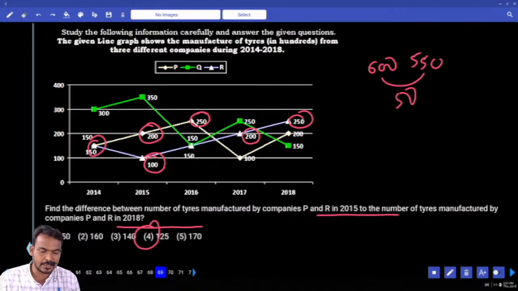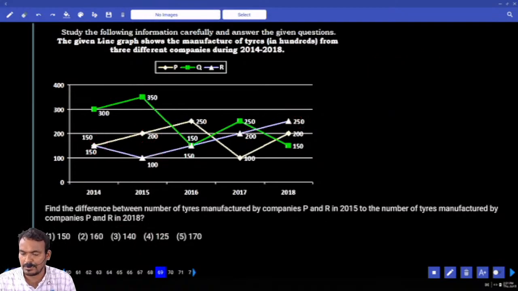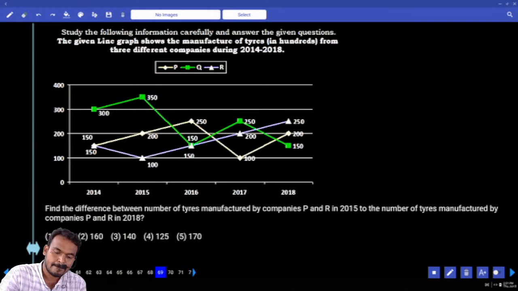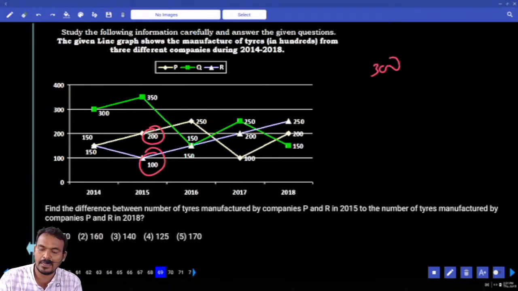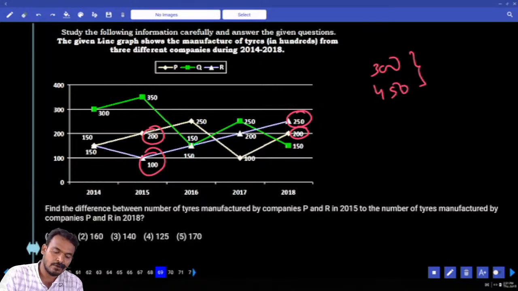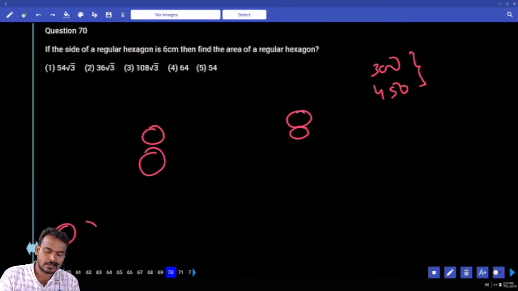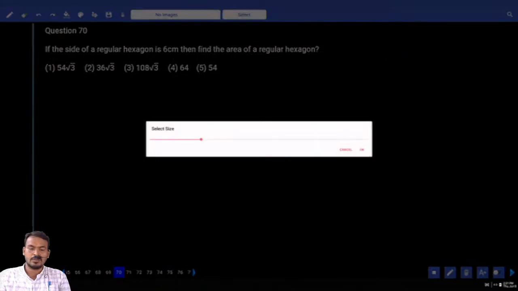Next, 69. Find the difference between the number of tiles manufactured by P and R in 2015. What is the P value in 2015? P in 2015, 200. R value 100. Total it is 300. And P and R in 2018. What is the P value? 200. R value 250. Total it is 450. Difference 150 or not?